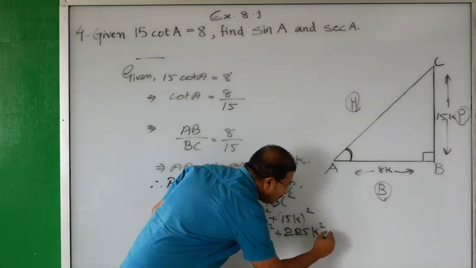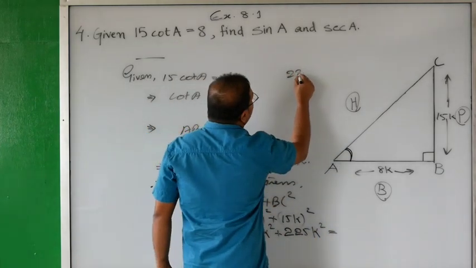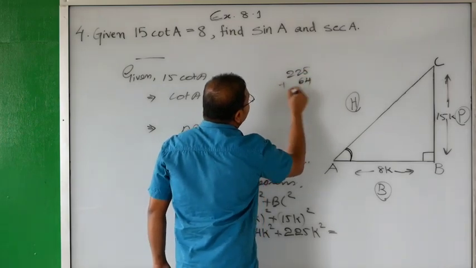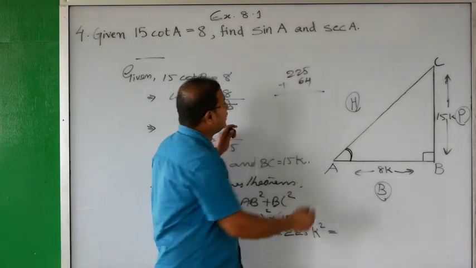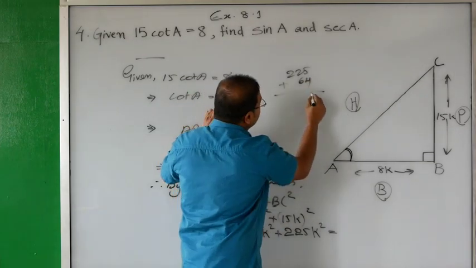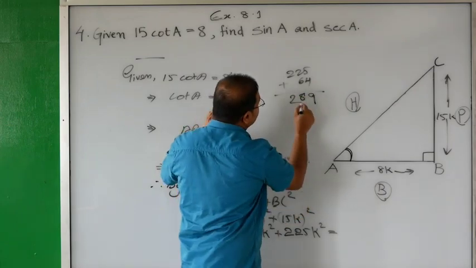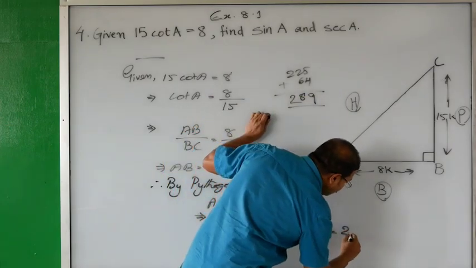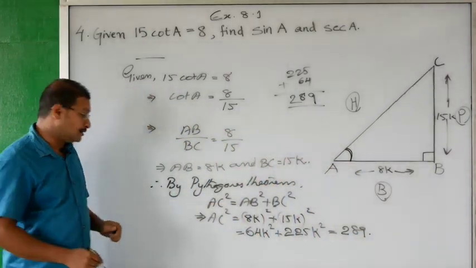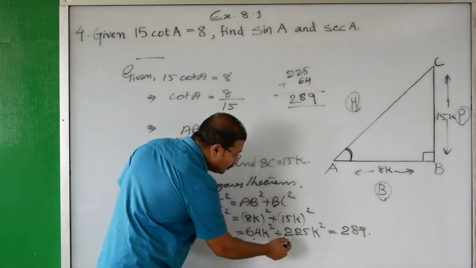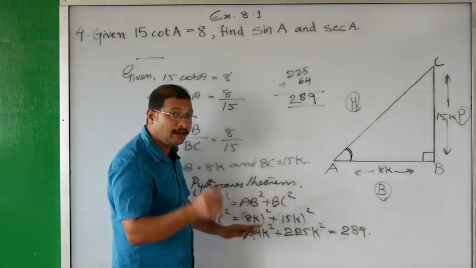225K square equals, these two will add now. That means 225 plus 64. See what you'll get? We'll add it now. 5 plus 4, 9. 6 plus 2, 8. 2. That means you'll get 289. 64 and 225 we are adding. We got it, 289. That means 289 K square.